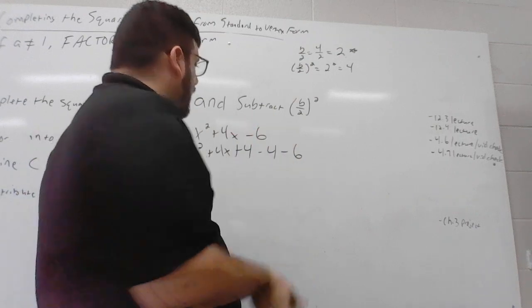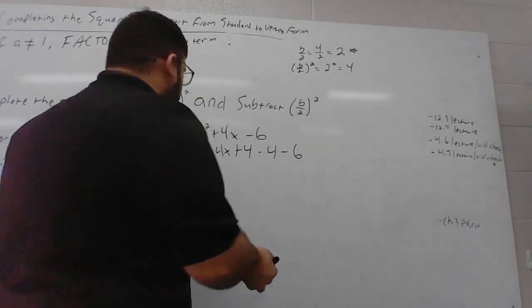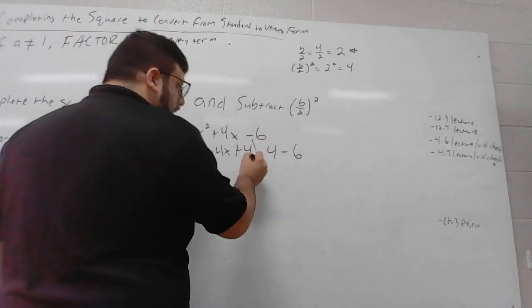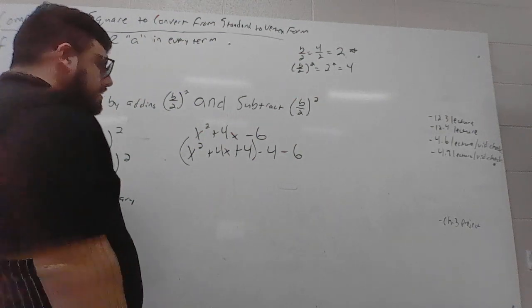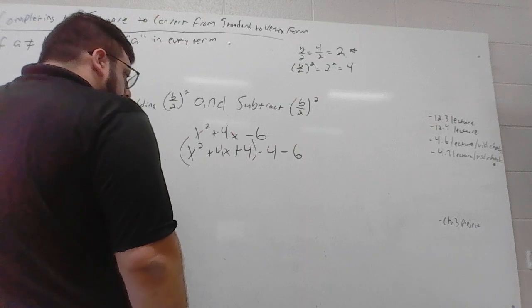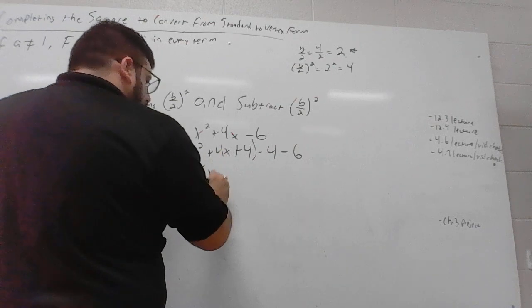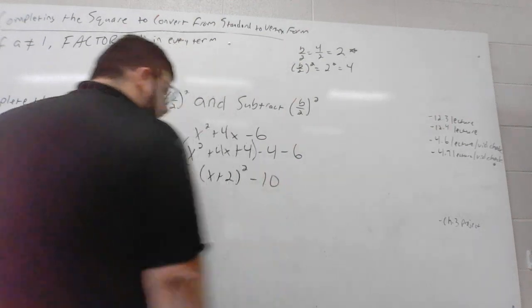I haven't changed the problem. I just rewrote it a different way. And I'm rewriting it this way so that I can factor this out and combine these. Okay? So this will factor to x plus 2 squared. Negative 4 minus 6 is negative 10.